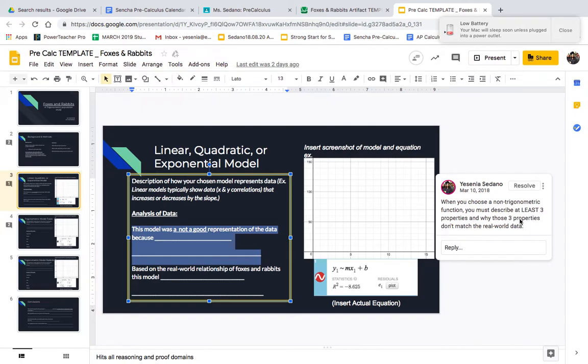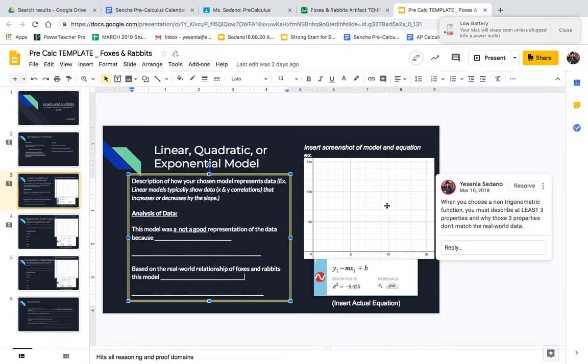So why is it that the linear model is a bad fit? Or why is it that the quadratic model is a bad fit? Or why is it that the exponential model is a bad fit, using the math vocabulary and the properties that you know of that function. So that's what I want here. And then you want to go ahead and make sure you bring it back to foxes, and or rabbits if you want to talk about it.